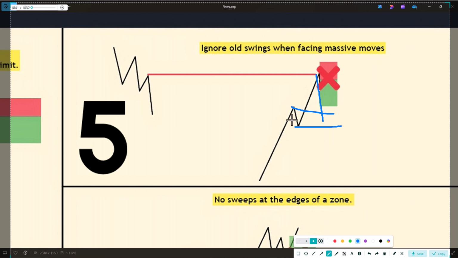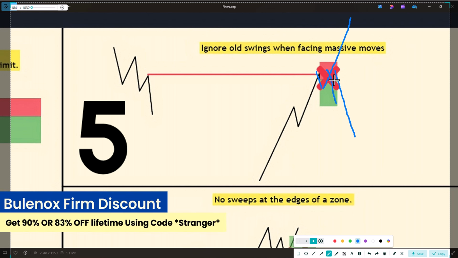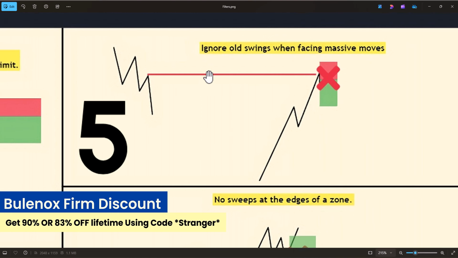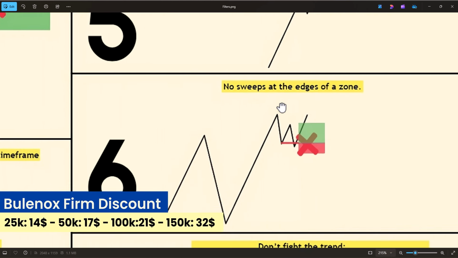You don't know that, especially if price is heavily trending. You don't know if the pullback is gonna end here and here and here. You don't know that, and it's likely to end here. A small shallow pullback and then continue to the upside, and you will get rugged in here. It's better to wait for long opportunities. That's the fifth filter. Ignore old swings when facing massive moves.